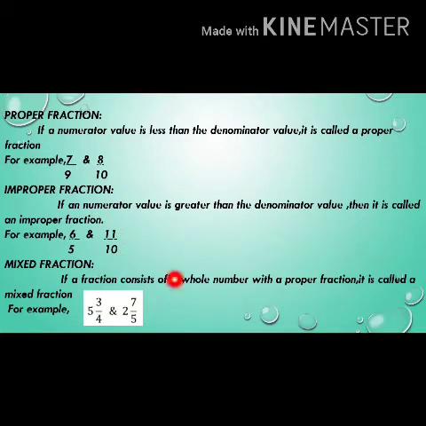Then mixed fraction. If a fraction consists of a whole number with a proper fraction, it is called a mixed fraction. For example, here we have 5 3 by 4 and 2 7 by 5. Here 5 is a whole number and 3 by 4 is a proper fraction; 2 is a whole number and 7 by 5 is a proper fraction. So it is called a mixed fraction.